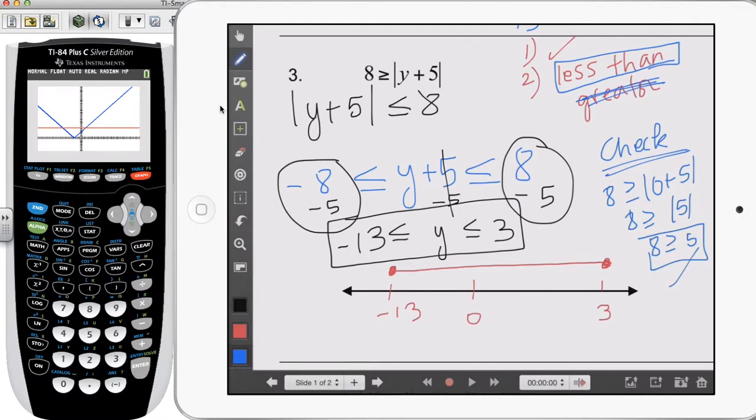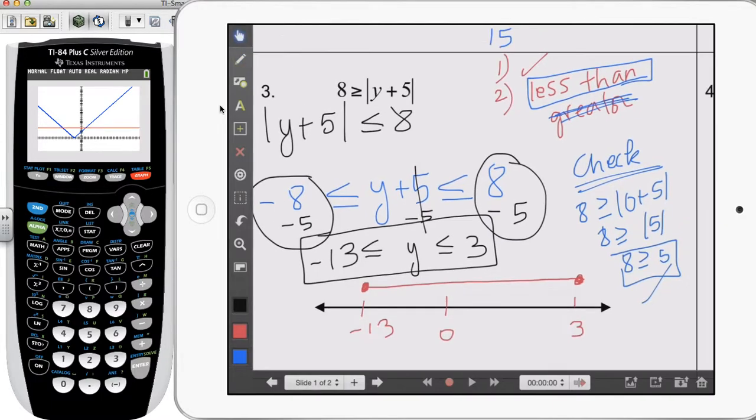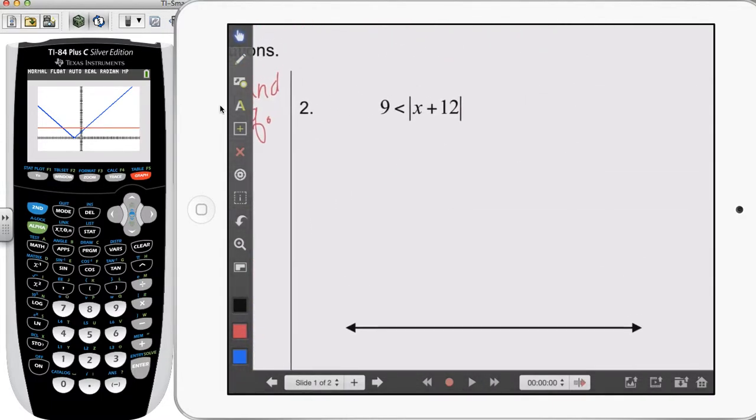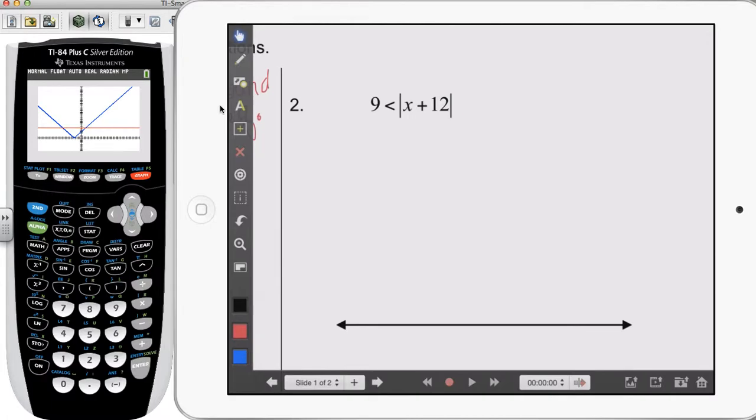Okay, now let's move on to another part of our lesson, which is when you have the absolute value greater than a number. Again, I'm going to rewrite this. I feel more comfortable having the x on the left side. As you can see, x plus 12 is greater than 9, so I'm going to rewrite this. Again, your first step is always to isolate the absolute value. As you can see, it is isolated.